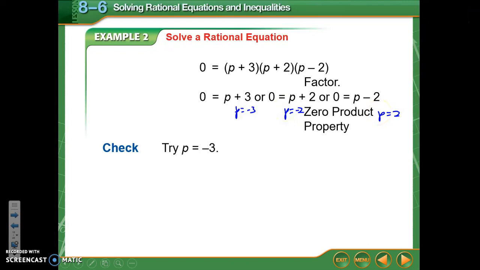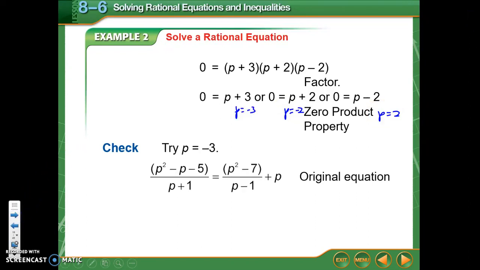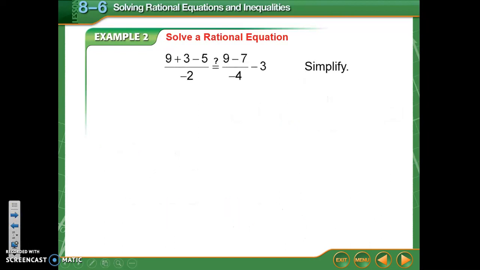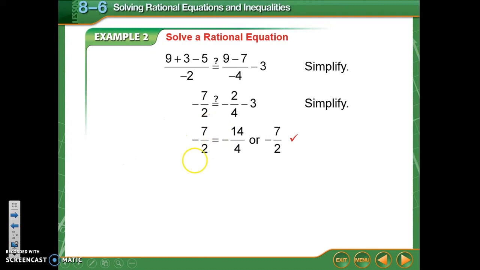And we have to check all of those. So for p equals negative 3, I plug that in everywhere, and I check to see if it gives me something equal. Feel free to pause if you need to look at the simplifying a little bit more, but basically what happens is it does check out. I end up with negative 7/2 equals negative 7/2. It's going to require good fraction skills from everybody.